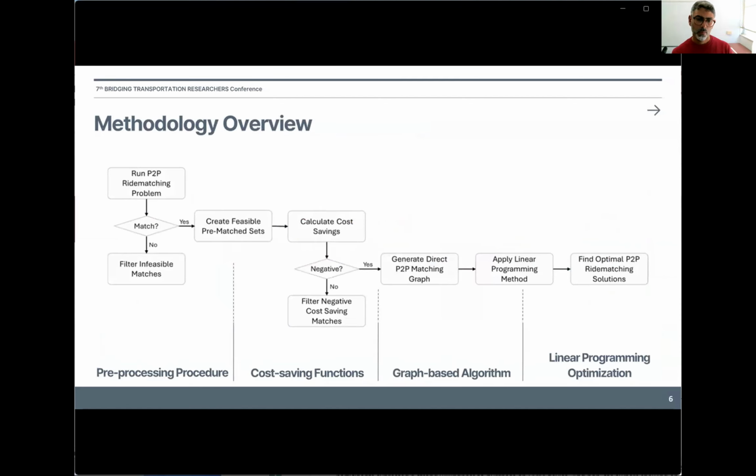This slide illustrates our methodology. The process starts with defining the peer-to-peer ride matching problem, followed by a pre-processing phase that filters infeasible matches. We then generate the feasible driver-rider matching set, calculate cost saving for each, and build a ride matching graph. The linear program solver is then applied to find the optimal matching solution. This framework ensures that the matching process is both efficient and computationally feasible.